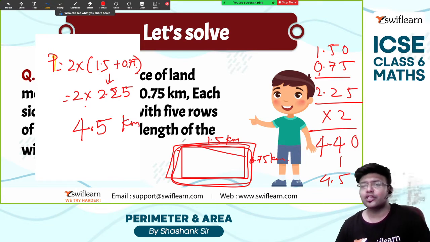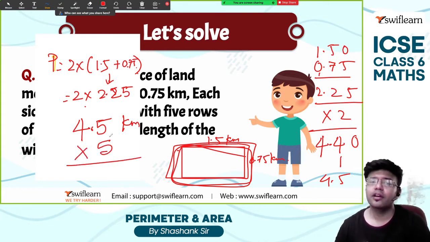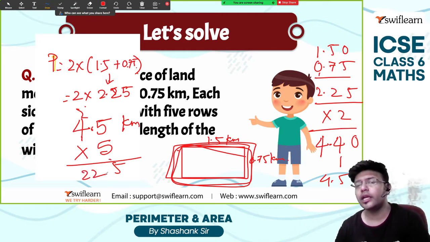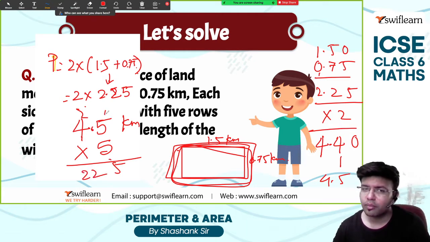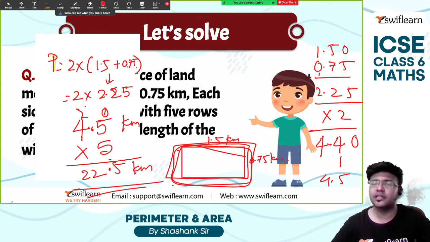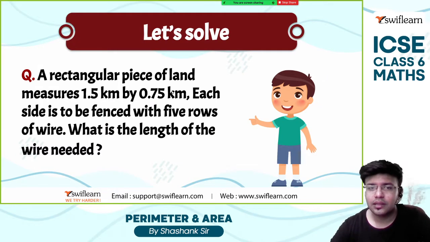Now it has to be fenced with 5 rows. 5 rows, okay, we have to do it 5 times. So this into 5. 5 5s are 25, 5 4s are 20, 20 plus 2 is 22. Now the decimal is there at the top after one number, so place it here. This much length of the fencing wire is required, guys.